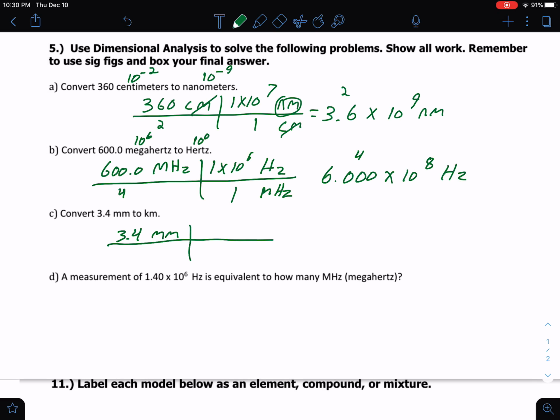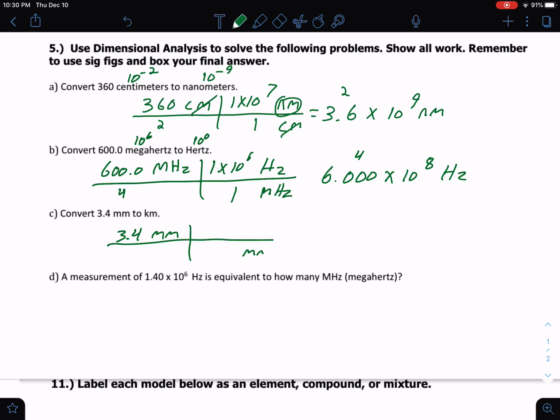Okay, so that's my first step. I'm going to bring millimeters down here, and that means kilometers is going to go on top up here. So we're going to see which one is bigger. Millimeter is 10 to the minus 3. Kilometer is 10 to the plus 3. So that means kilometer is bigger, so we're going to set that as 1.